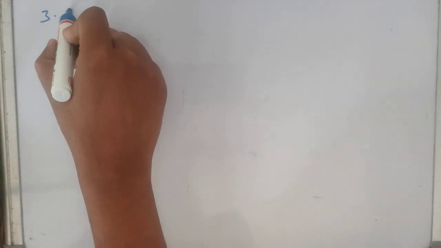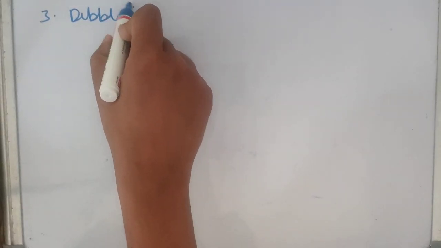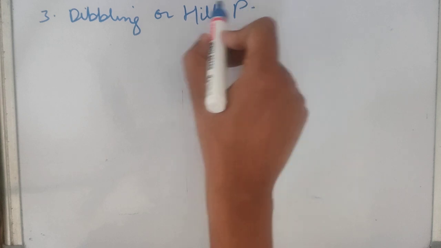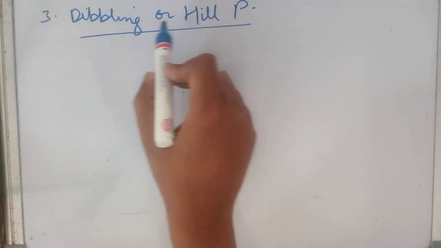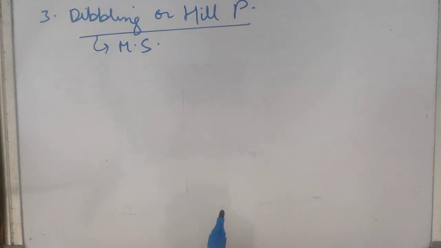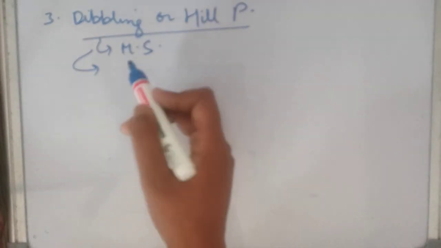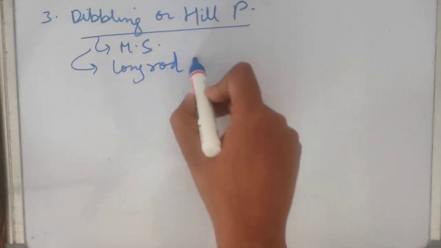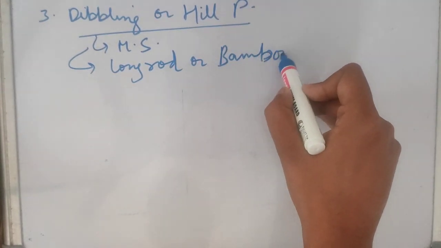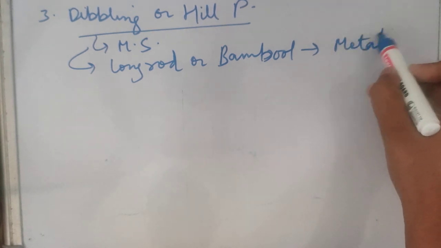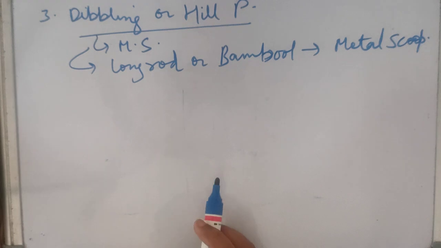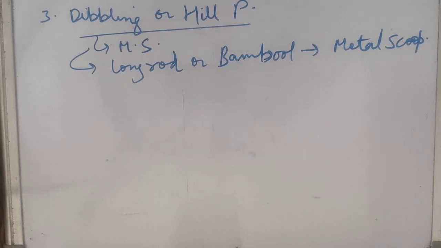Moving to the next method, that is dibbling or hill planting. It is mainly performed on mountain slopes using a long wood or bamboo pole with a metal scoop. We use a long rod or bamboo pole with a metal scoop for digging, and we drop the seeds in the hole and cover the seeds. So these were three methods for dry direct seeding.